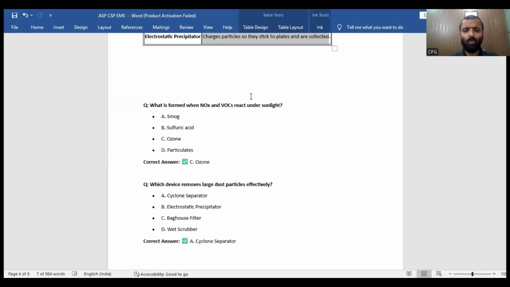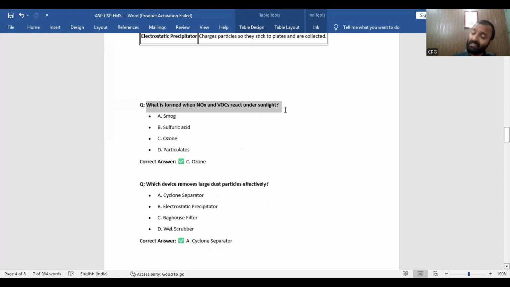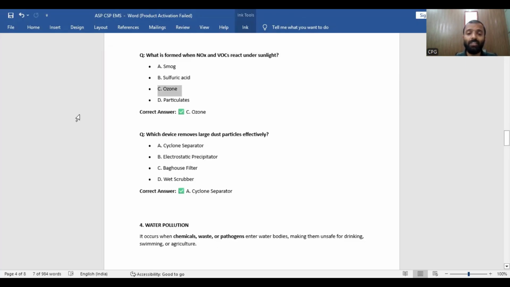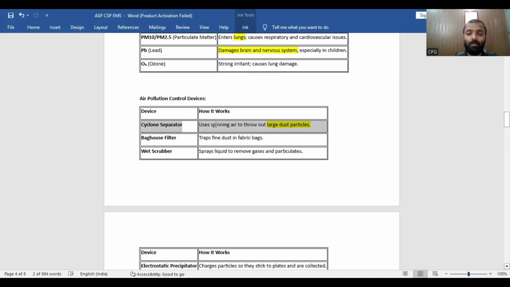Now, what is formed when NOx and VOC react under sunlight? NOx, nitrogen oxide, and volatile organic compound. When they react, they will form ozone. Okay. So which device removes large dust particles effectively? We have already learned here. It is the cyclone separator, which uses spinning air to throw out large dust particles.